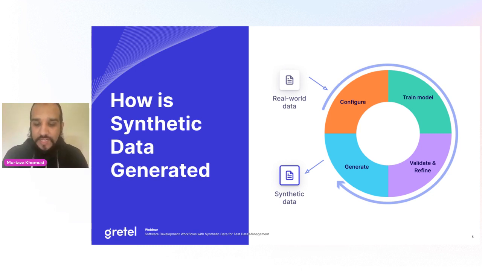So you start with an original data set, you configure the things that you want to configure and what you want to generate. You train a model, and then you validate and refine that model and perfect it until it's ready to use and embed in your workflows, and you use that to generate as much synthetic data as you like.